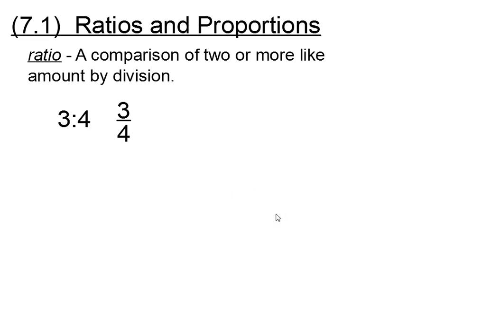Notice that to go from a ratio written with the colon into a fraction, the first number goes in the numerator and the second number goes in the denominator. Now, folks, there's an important phrase here, and that word is like. They have to be like amounts. If they're not like amounts, then they're not a ratio. Now, ratios are always written in simplest form.